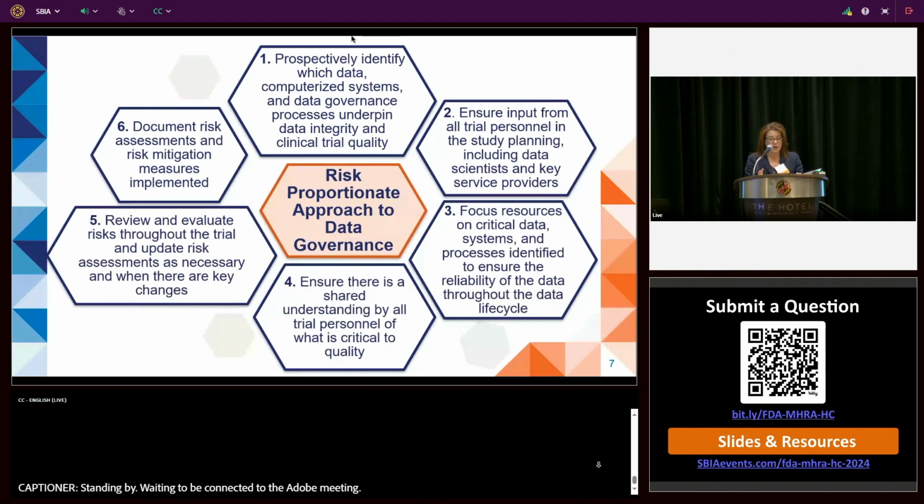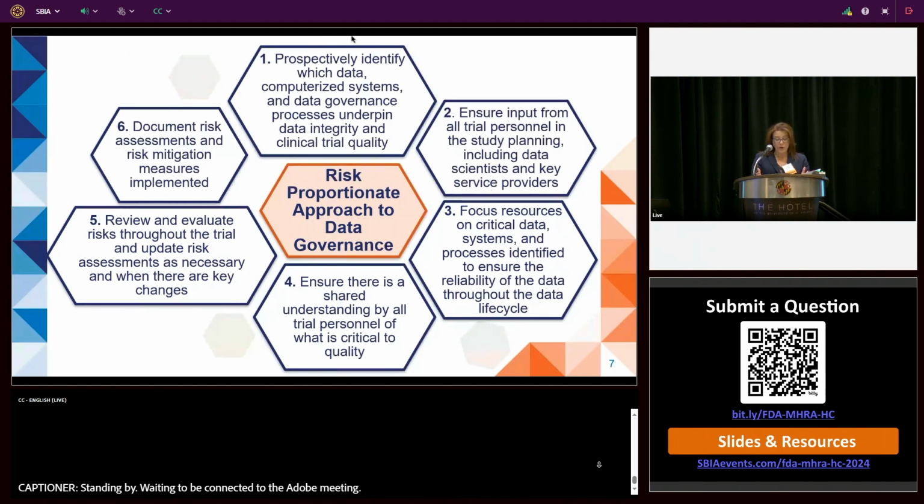You should also ensure input when you're developing and implementing your risk mitigation strategies. Third, focus resources and monitoring on the identified critical data, systems, and processes to ensure the reliability of the data throughout the data lifecycle. Fourth, ensure there's a shared understanding by all trial personnel of what is critical to quality, so communication is key. Fifth, review and evaluate risk to the critical to quality factors throughout the trial and update your risk assessments as necessary.